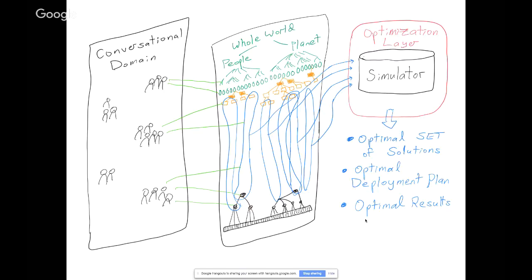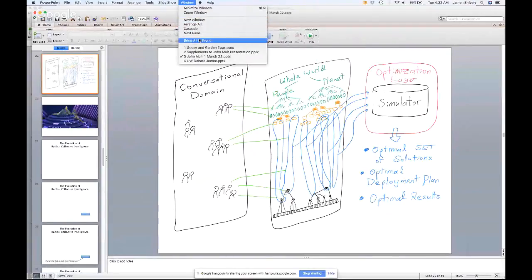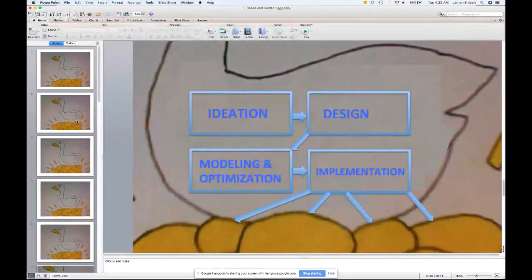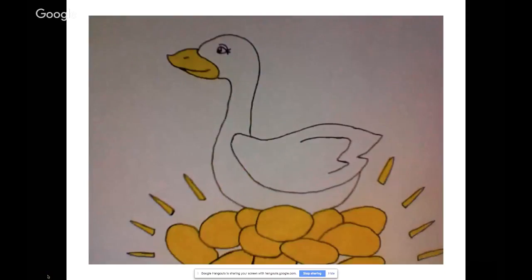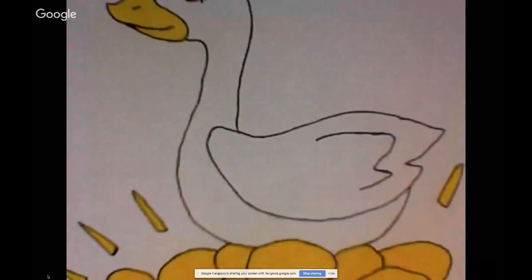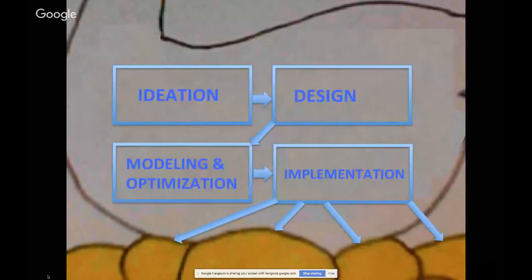Okay, let me just recap super briefly, because I know we've been on for a while. We started with where does this fit within the larger picture? Where does modeling and optimization fit within the larger goose that lays the golden eggs? Well, the goose is the capacity to generate the solutions, and that consists of 4 main parts: ideation, design, modeling and optimization, and finally implementation.